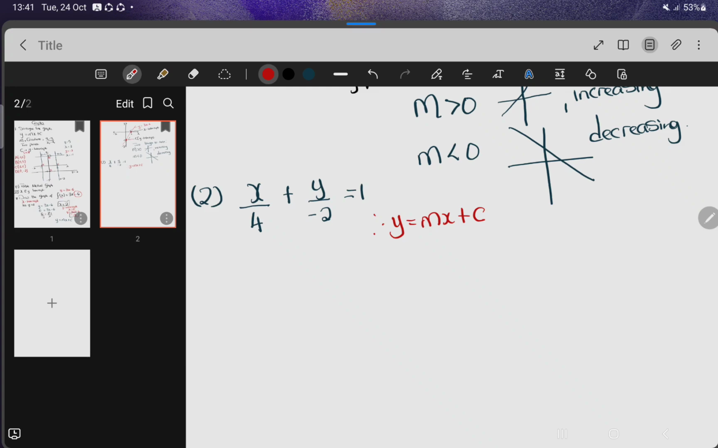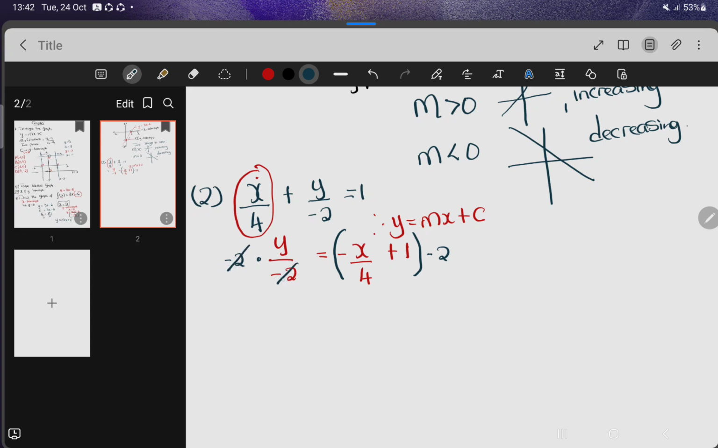That is very, very important. So what I'm going to do is take this x over 4 to the other side. So I'm going to have y over -2 is equal to negative x over 4 plus 1. Then I want to get rid of the -2, which means that I'm going to multiply everything by -2. It doesn't matter where it is, but that -2 will multiply everything.